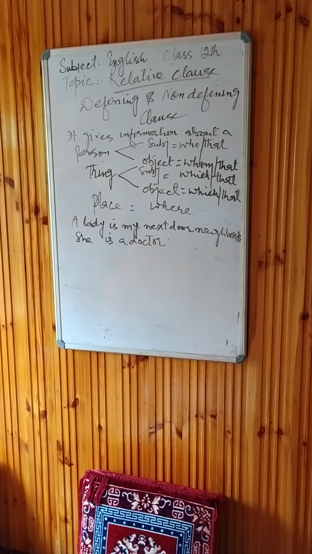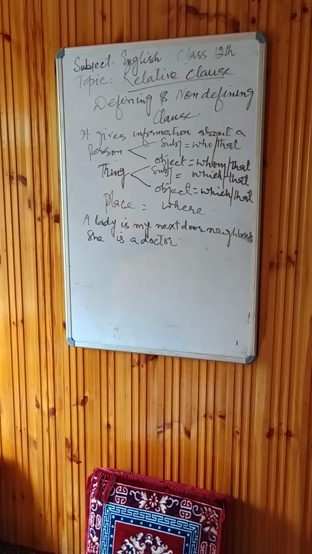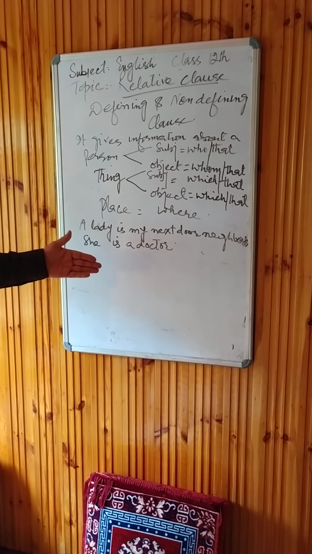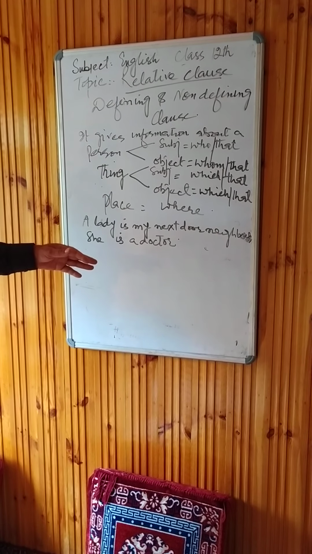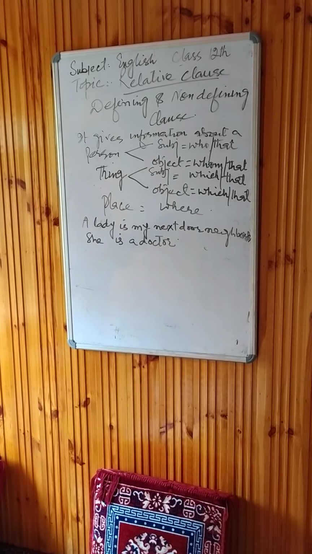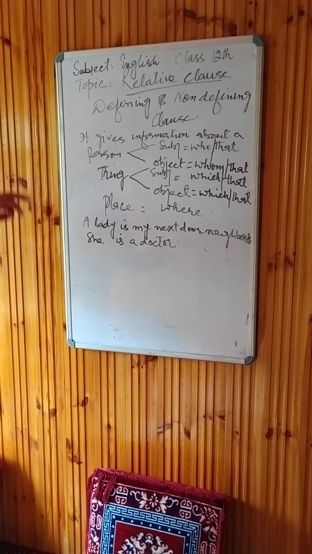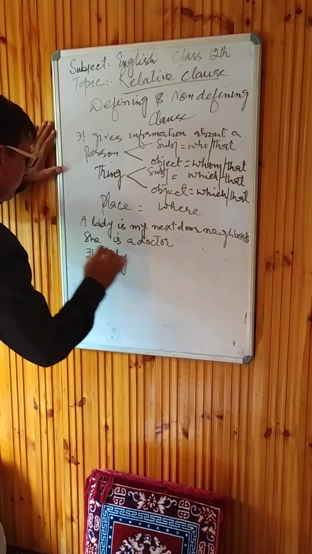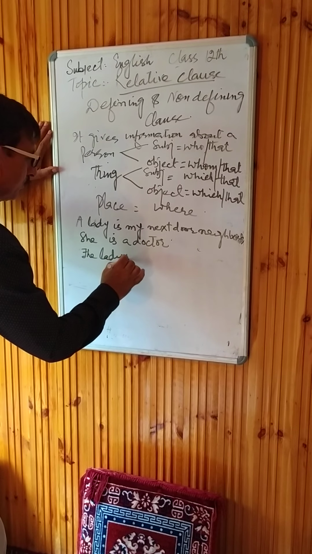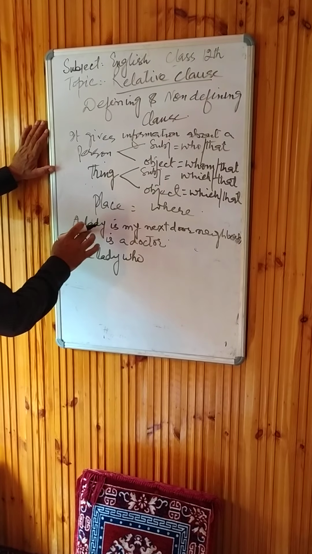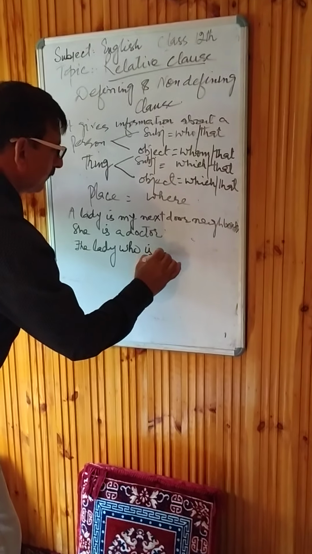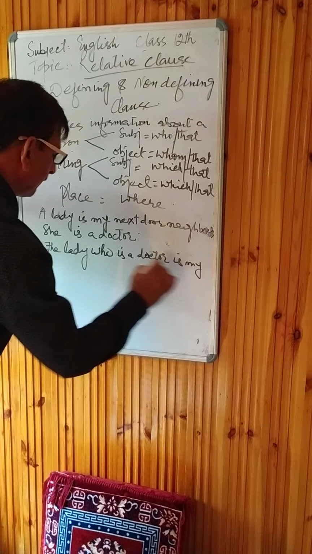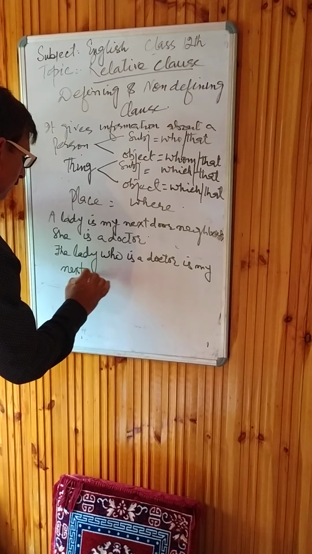This is a very important thing to remember: once you join two different sentences to make one, and one of them is used as an informative or relative clause, you have to place it nearest to the person or the thing. Here it is a lady, so we can write it like this: The lady who is a doctor is my next door neighbor.